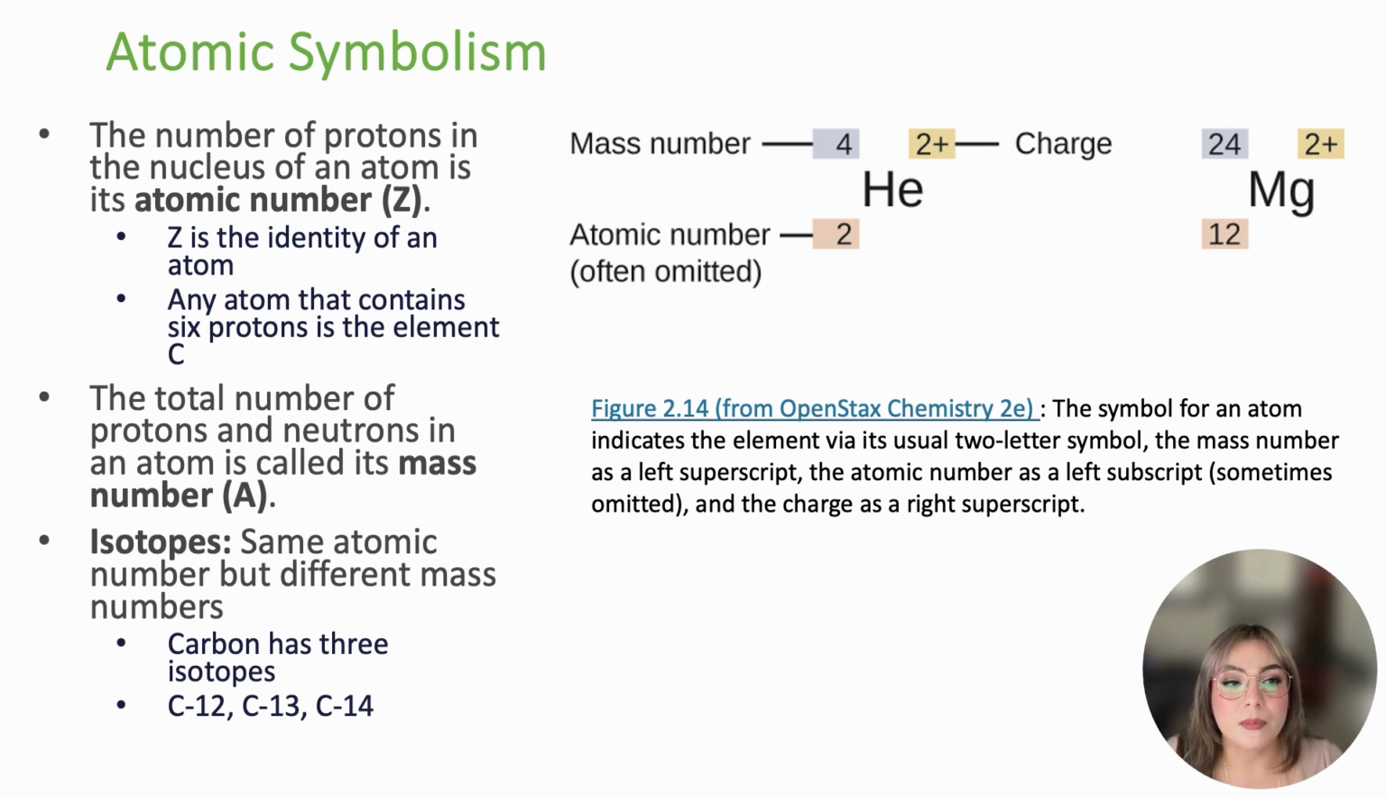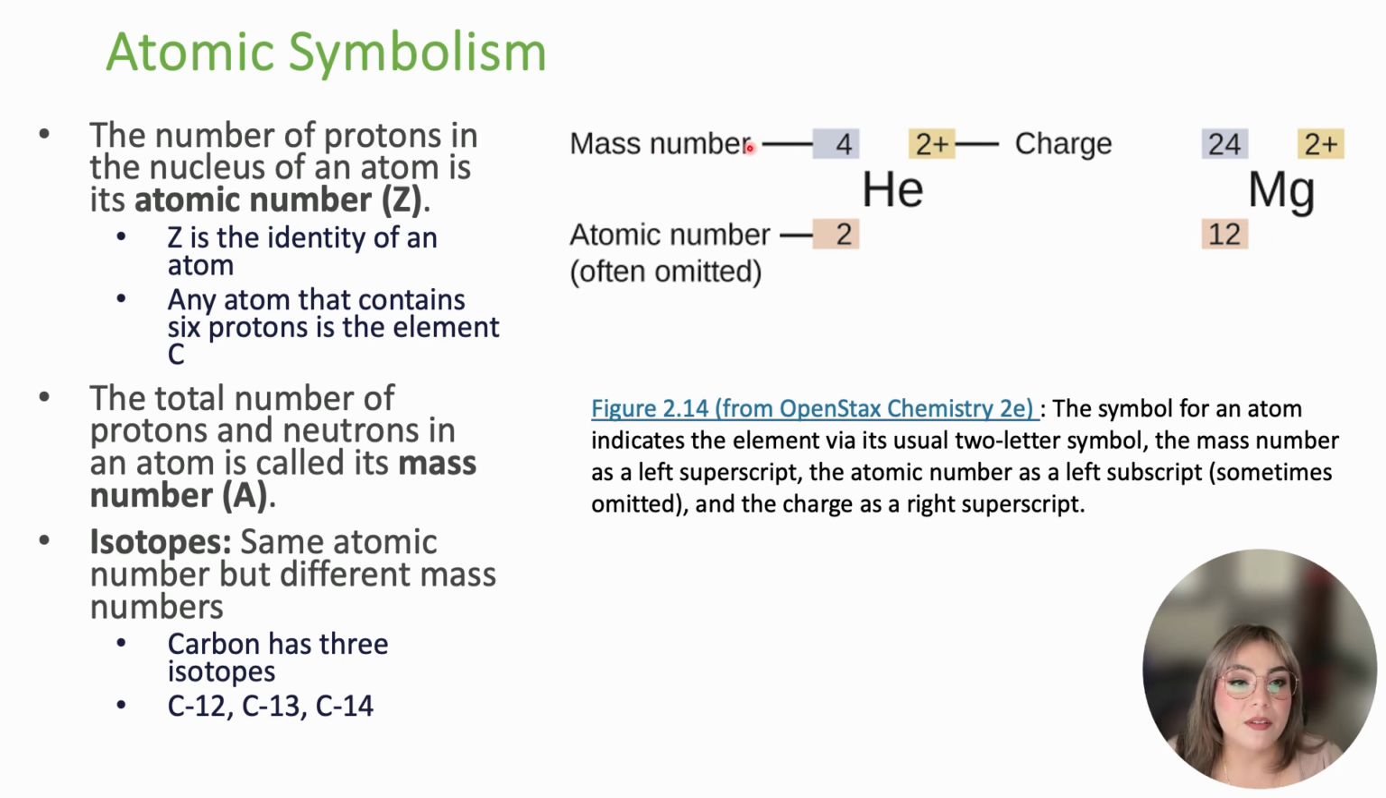But to review what these mean, our atomic number is this number at the bottom. For the most part, this is usually omitted because this number corresponds to the identity of an atom. So a helium is not a helium if it doesn't have two protons, right? The atomic number of helium is always going to be 2. So it's kind of redundant in a way. But another example here, magnesium, we have 12 protons. That means it's magnesium. If that changes, it's no longer magnesium.